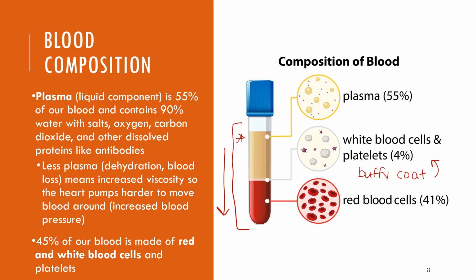Then the other 45% of our blood is our red blood cells and our white blood cells. So the red blood cells have the iron, the hemoglobin in them that attaches to the oxygen and carries the oxygen around. It also collects all the CO2. And then the white blood cells are our immune cells. They go around and they eat bacteria, dead cells, any debris. They can recognize diseases and they can fight them for us.